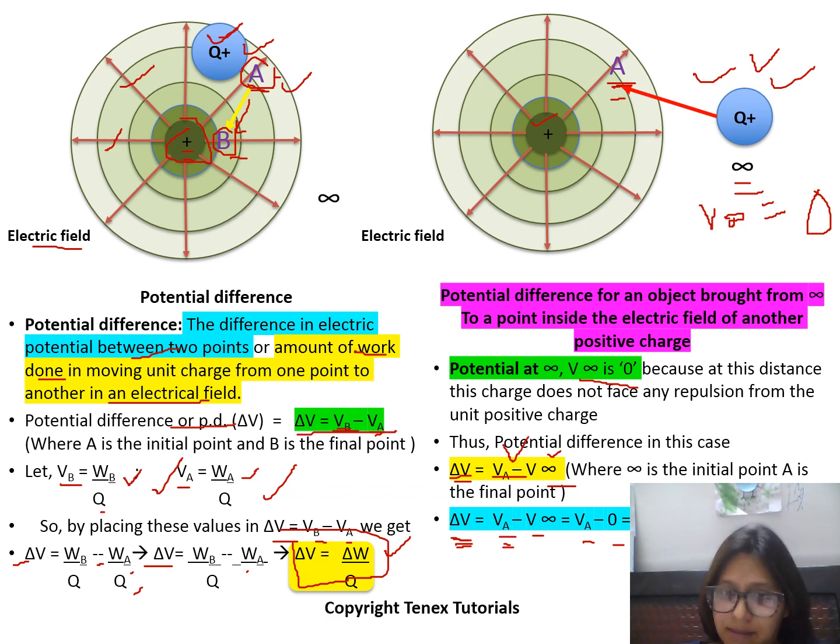Okay, the reason being that the potential difference is equal to VA minus V infinity, and V infinity becomes 0 in this equation. So the potential difference, or the potential, becomes actually equal to the potential at that particular point. Okay guys.